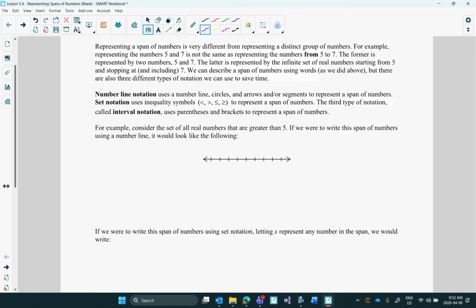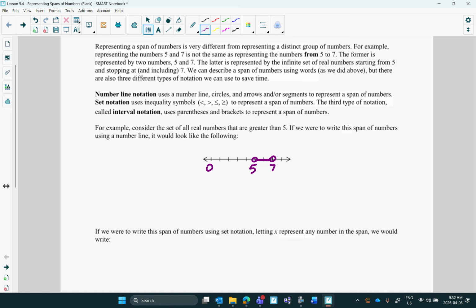You don't even know what's coming. You're shaking your head. All right, so what if I wanted to do 5 to 7? Well, here's a number line. Let's say this is 0. 1, 2, 3, 4, 5, 6, 7. I want to show the numbers from 5 to 7. So I start at 5. And I end at 7. And I draw a segment between them.